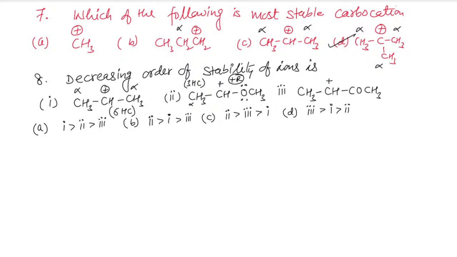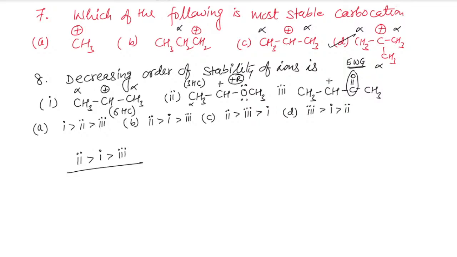In the third case, CO is C double bond O. That means it is an electron withdrawing group. Minus means it is an electron withdrawing group. Here it is an electron releasing group. So the electron releasing effect is maximum in second, then it is first, and then it is third.